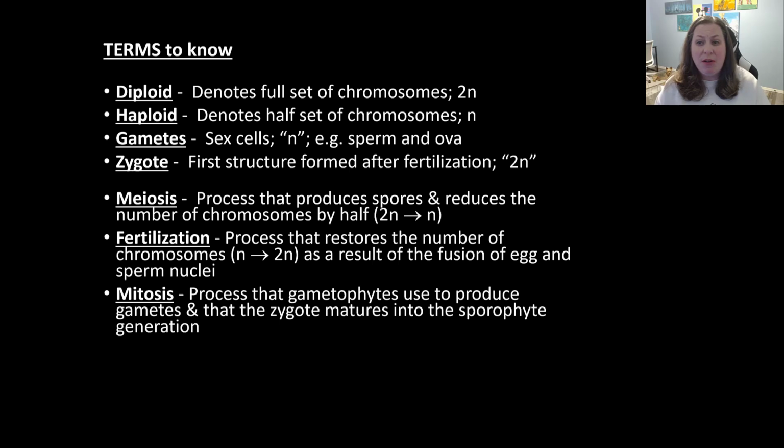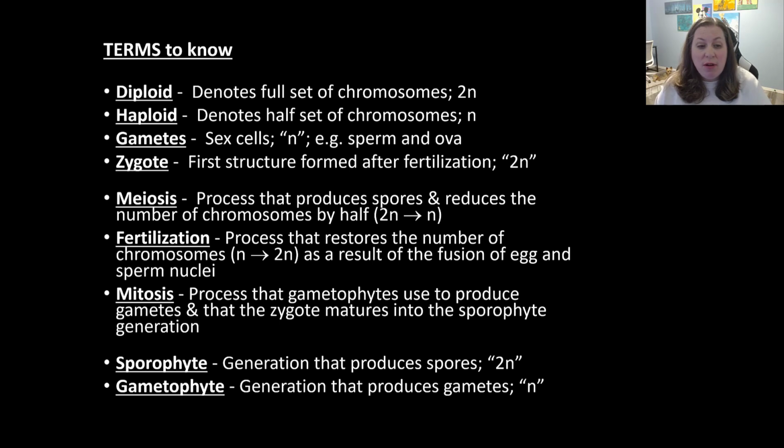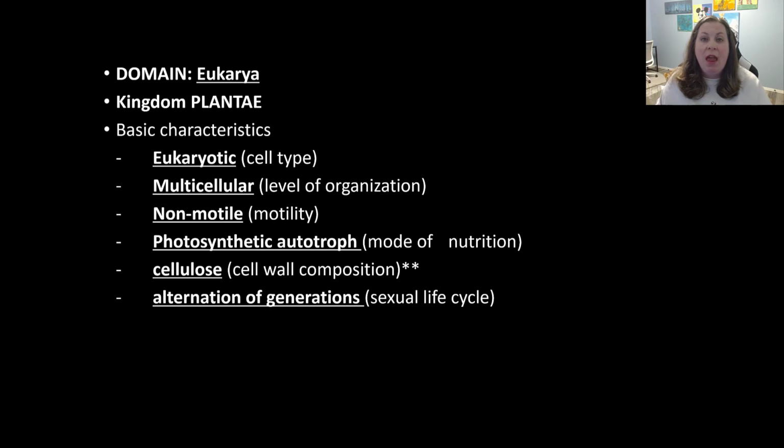So what are this gametophyte and sporophyte we're talking about? In plants, sporophytes are the generation that produces spores, thus their name. On the other hand, the gametophyte, again breaking down the word, is the generation that produces the gametes. These are going to have n, or haploid, chromosomes. This is going to play a role in just a minute when we talk about how plants reproduce, and they reproduce through a process called alternation of generations. Now, before we get to that, let's talk about plants in general.